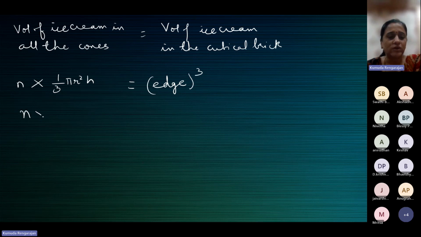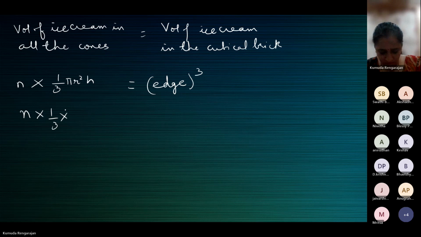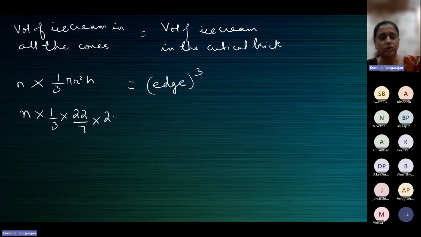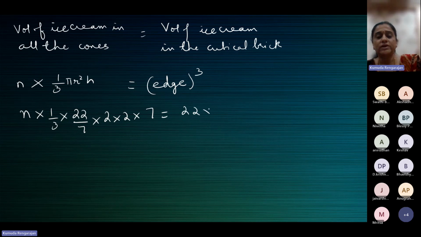So now fill the values: n into 1 by 3 into pi. Any instruction? No instruction is given for pi, so 22 by 7 into radius 2 into 2 into height 7 is equal to 22, all in centimeters, no? So 22 into 22 into 22. This is the formula to find the volume of a cube.